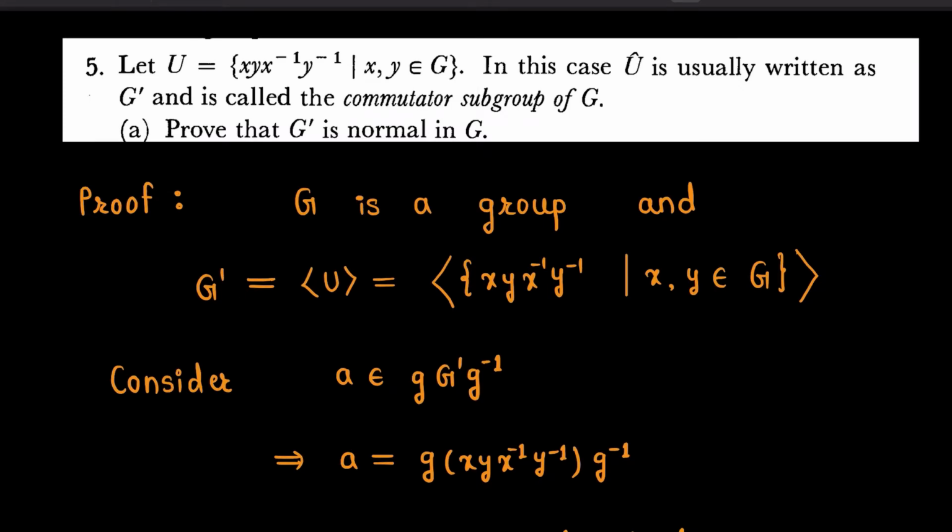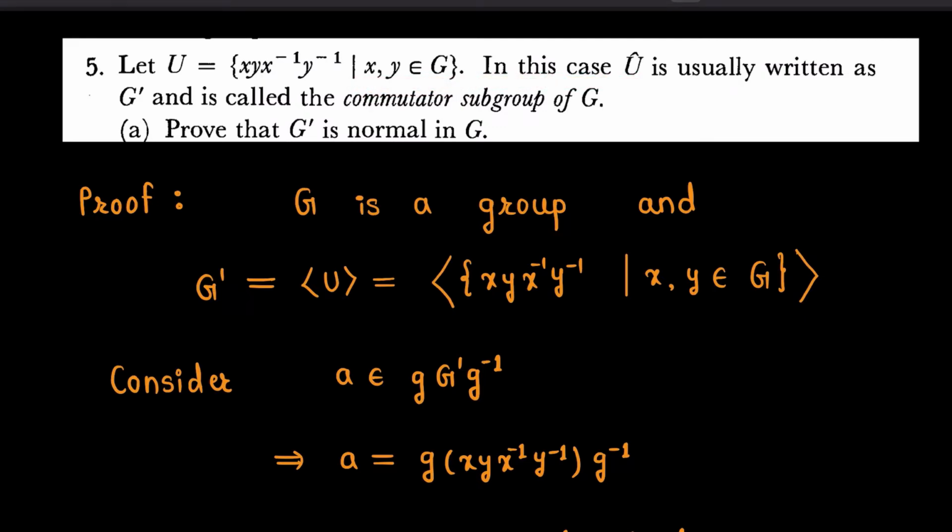Hello friends, in this video I am going to solve an exercise question from the book Topics in Algebra. This question consists of 4 subparts. The question is: let U be the set of all elements of the type xyx⁻¹y⁻¹ for all elements x, y in group G. In this case we call it Û.